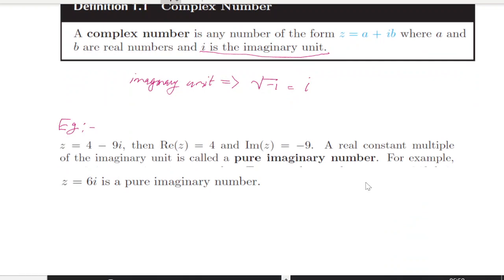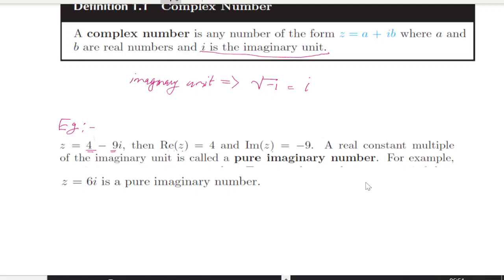Now we can take this example, 4 minus 9i. The real part of z is 4 and the imaginary part of z is 9, and we denote these as Re of z and Im of z. In the a plus ib form, a is going to be the real part and b is going to be the imaginary part. Note that when listing the imaginary part, the symbol i is not included. Remember, the real part and imaginary part of a complex number are real numbers.